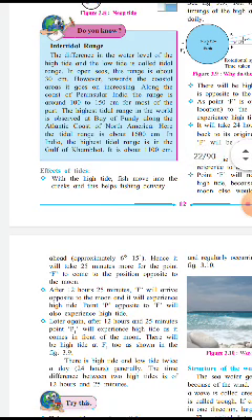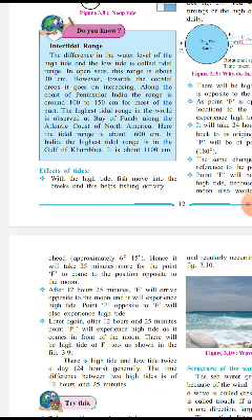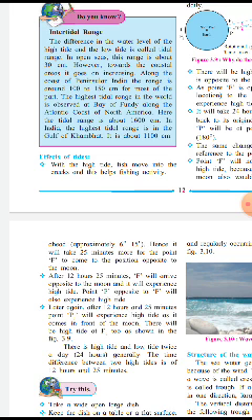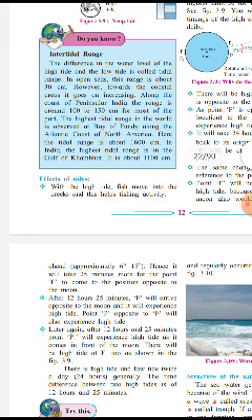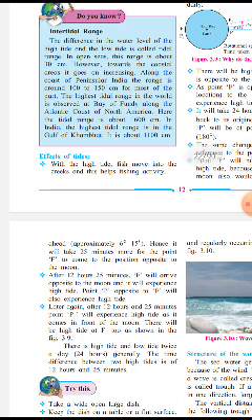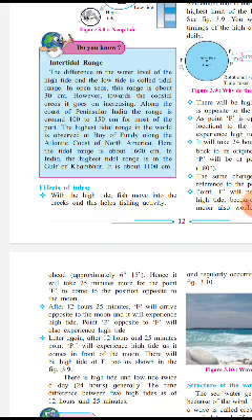The highest tidal range in the world is observed at Bay of Fundy along the Atlantic coast of North America, and here the tidal range is about 1600 centimeter. And in India, the highest tidal range is in the Gulf of Khambhat, and it is about 1100 centimeter. Okay, this is extra information given for you. Now we will study what are the effects of tides.